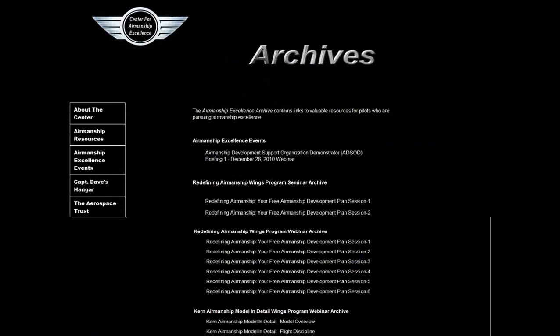I'd like to turn your attention for a minute to the archives section of the Center for Airmanship Excellence website, and you can see that all of the sessions in the Kern Airmanship Model program are there, with links to request a download. So if you've missed a session, you can request it from the archive section. If you have not yet completed the Redefining Airmanship series, I'd recommend you do that before you complete the Kern Airmanship Model in Detail series. The Redefining Airmanship series is a broader view of airmanship, and it'll get you better oriented towards all of the things we're talking about here. The Kern Airmanship Model in Detail series focuses on one of the 10 elements in the Kern Airmanship Model each week, so it's a lot more detail.